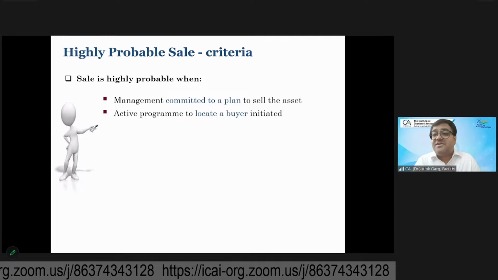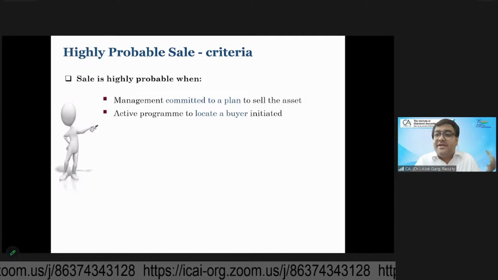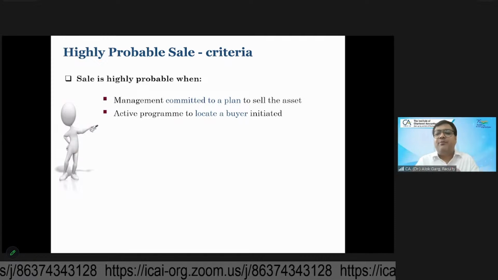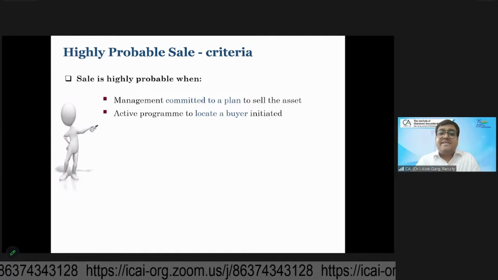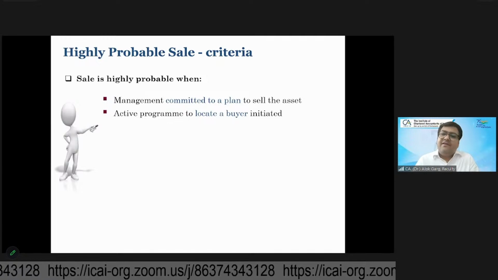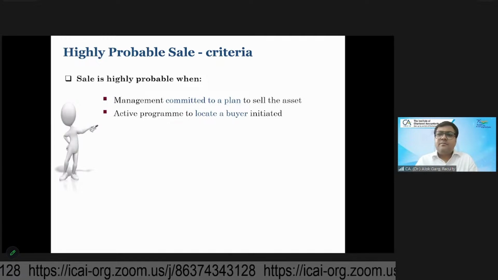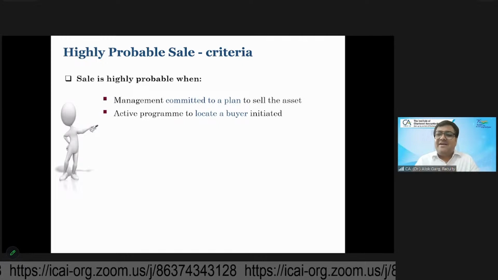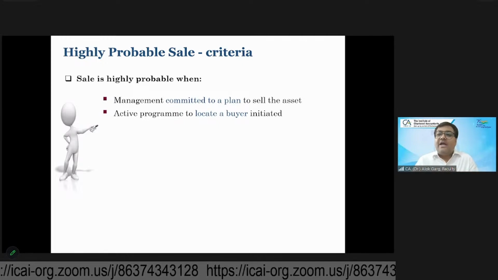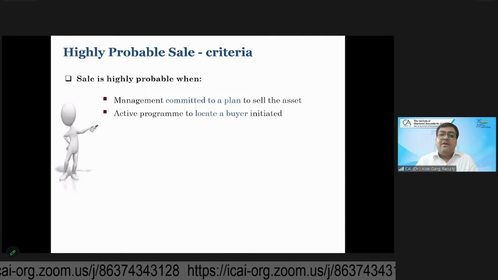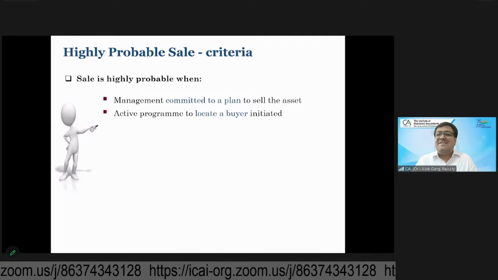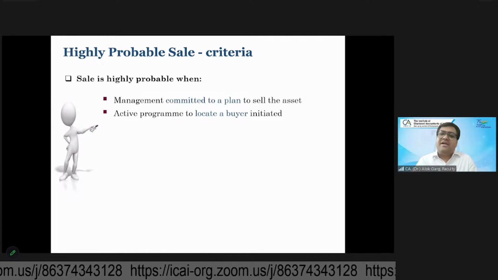Then Abrikesh asked some questions. Whether management is committed to a plan to sell the asset. The CFO told, yes, sir, we have already approved this agenda in the board meeting. Then the second question Abrikesh asked, have you started searching for a buyer? Then the CFO told, yes, sir, we have got this property listed on various websites, various portals. We have also told our broker to find a buyer. We have also put this listing in a newspaper advertisement. We have also put this listing on our website. So we have already started searching for a buyer.